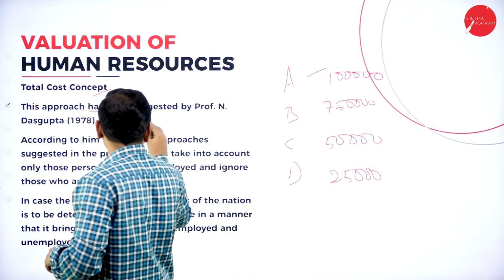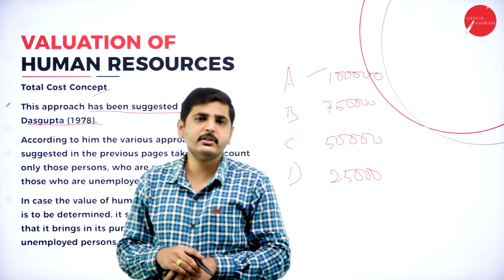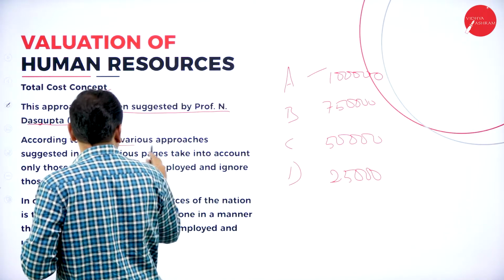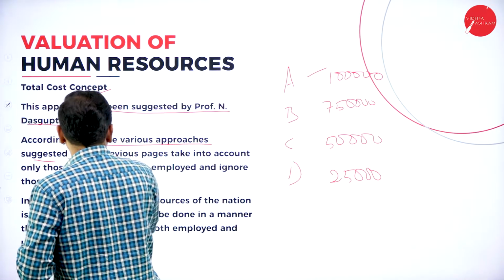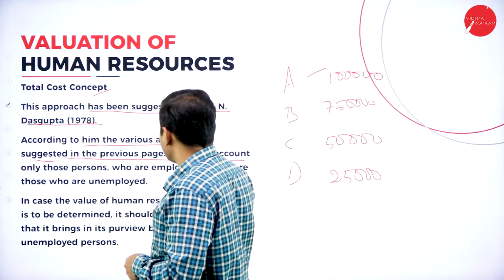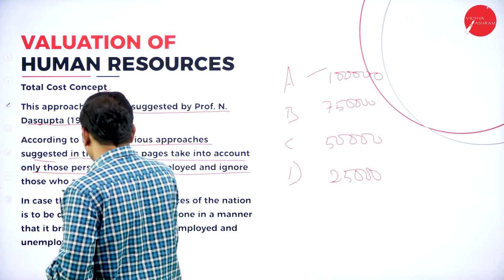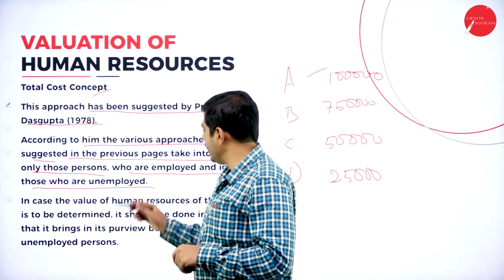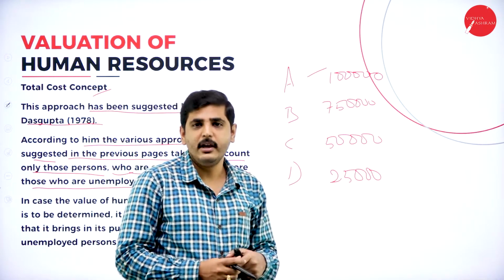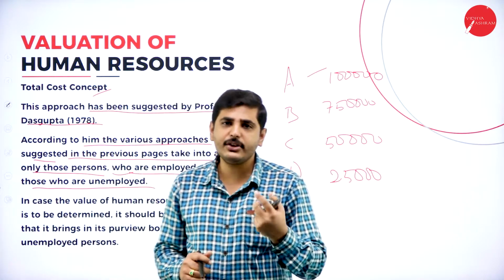Next, this approach has been suggested by Professor N. Das Gupta in the year 1978. According to him, the various approaches suggested in the previous pages, whatever we have discussed in the previous cost system, took into account only those who are employed and ignored those who are unemployed. In the previous pages, we took only the actual cost of those actually employed, but we left out those who are not employed or who left the job. We could not take the actual value of those.